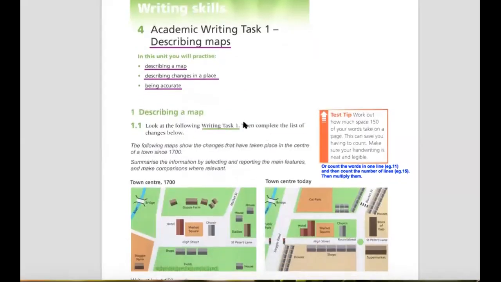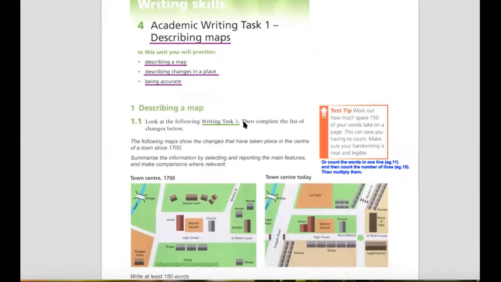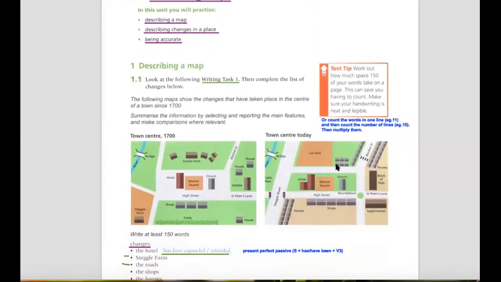All right, so now we're going to move on to describing maps. This is another possible type of task that you could get for task 1, academic writing. Often what you get for describing maps is 2 different maps. One that's in the past and one that's either at a later date or in the present. It could also be of the future as well. So you could get 2 or even 3 maps that all look at different times.